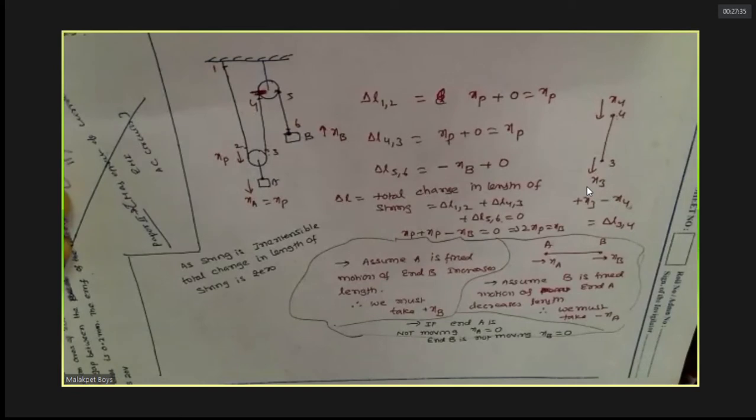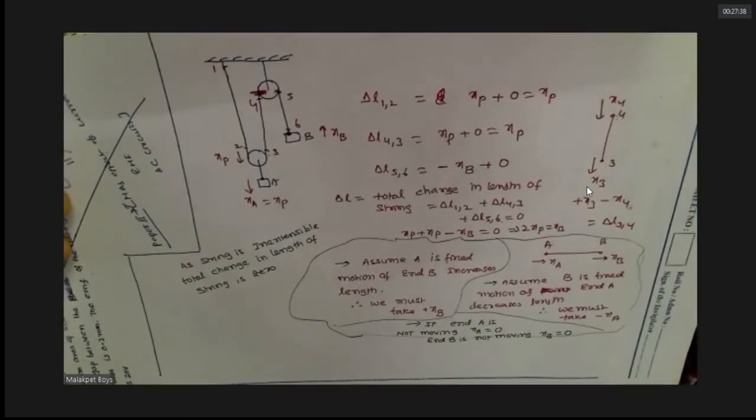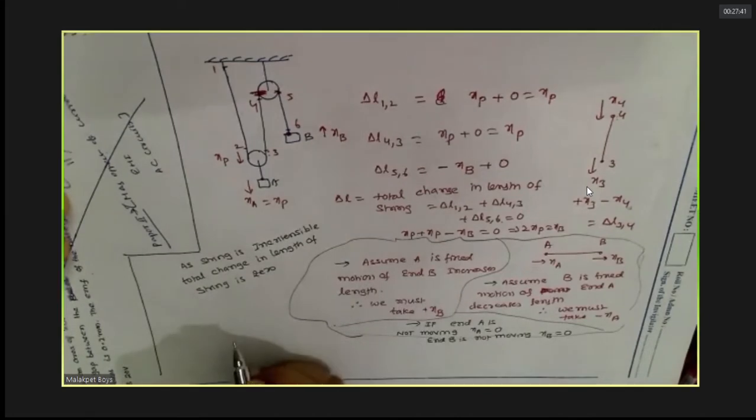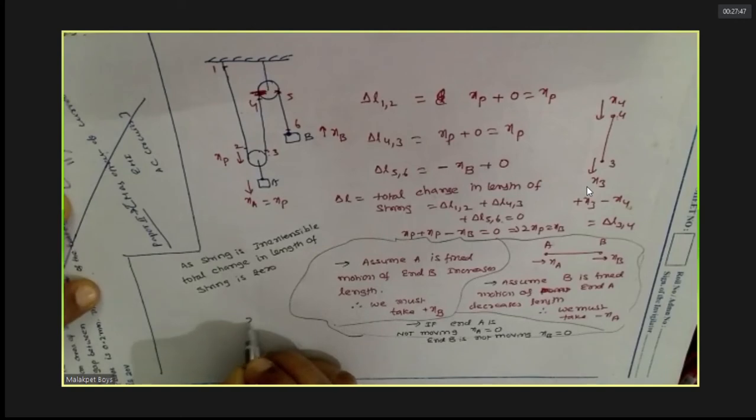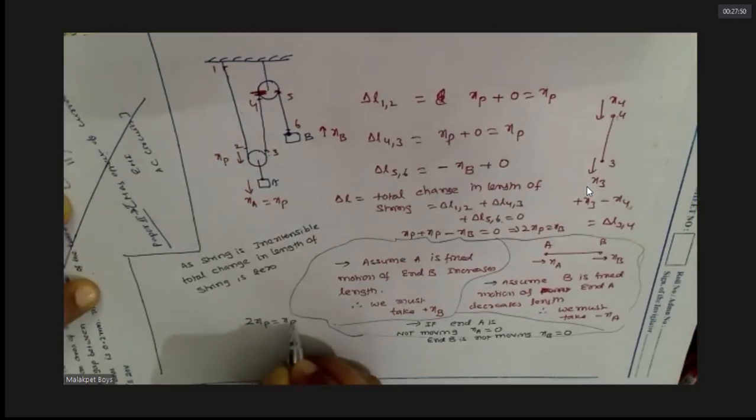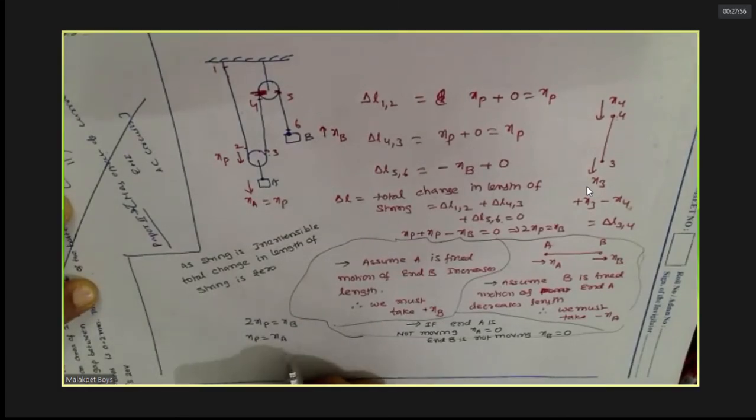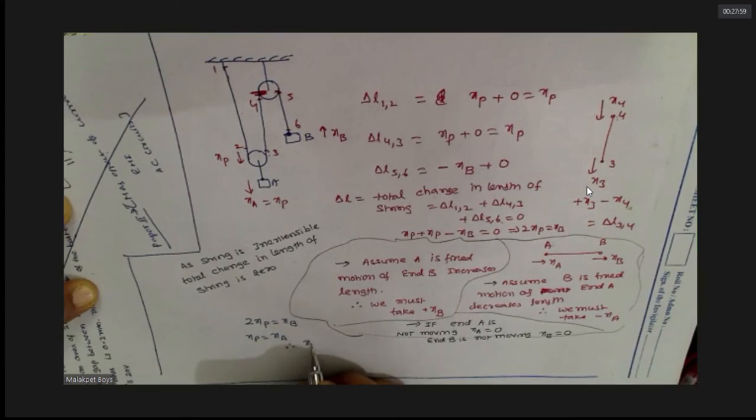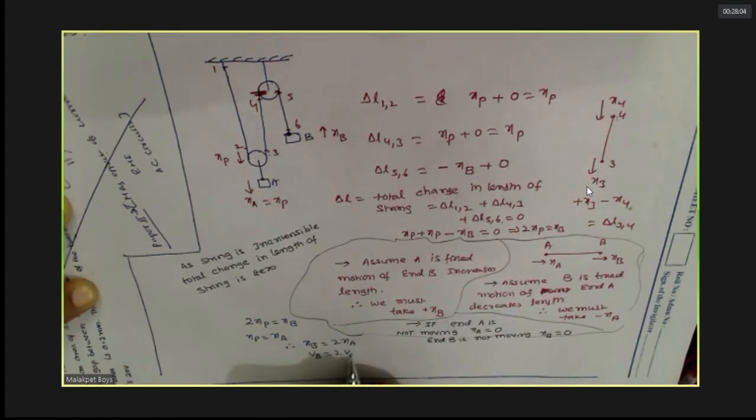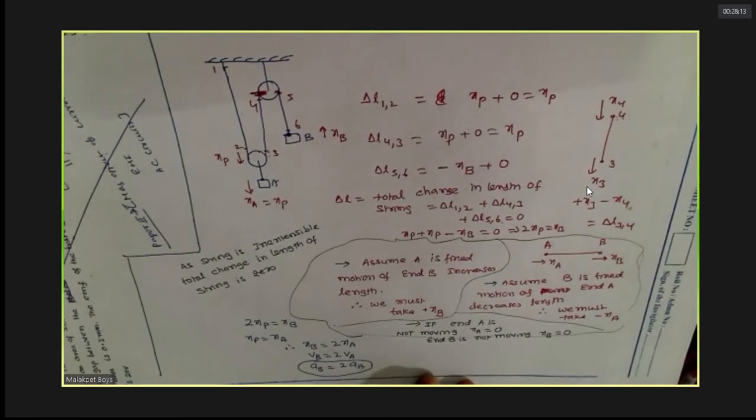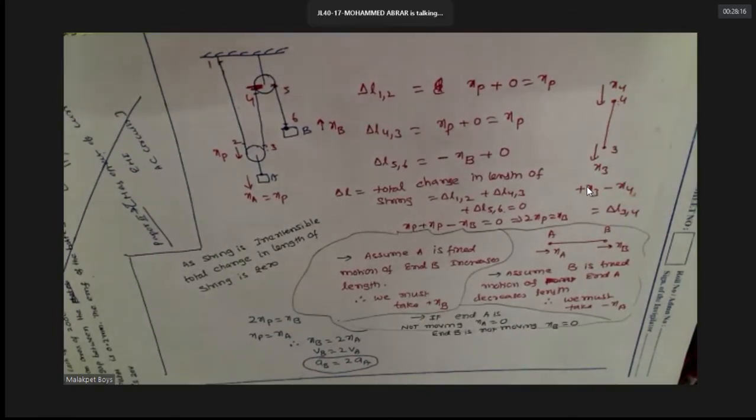So finally, what do you have here? Two equations. 2xp equals xp. Now xp equals xa. If you differentiate once, again you differentiate, you should get this. Understood this? Understood.